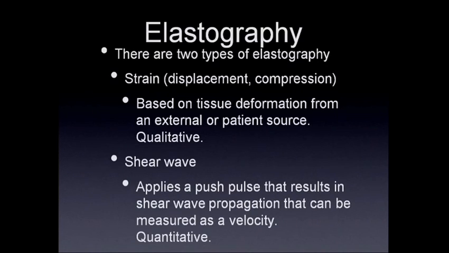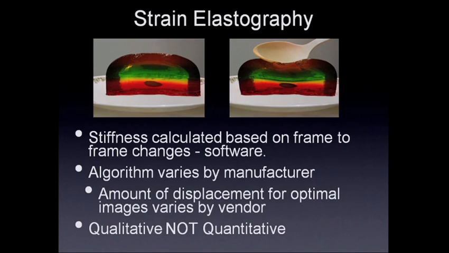There are two types of elastography presently available. These are strain or displacement or compression elastography, which is based on tissue deformation from an external or patient source, and this is qualitative. The other technique is shear wave imaging, which applies a push pulse that results in a shear wave propagation that can be measured as a velocity, and this is a quantitative method. Let me give you just a brief physics of these two.